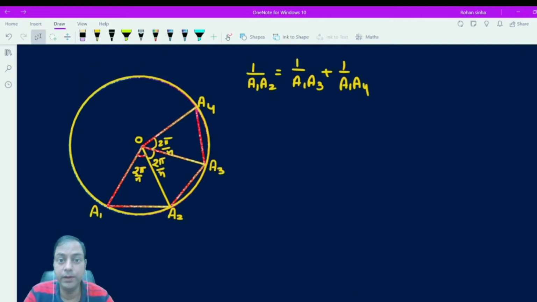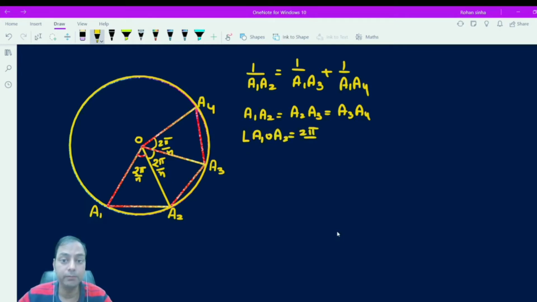Now, what is given here? 1 upon A1A2 is equal to 1 upon A1A3 plus 1 upon A1A4. And A1, A2, A3, A4 till An are vertices of an n-sided polygon. So can we say A1A2 is equal to A2A3 is equal to A3A4, all are equal. Now, what about A1A2 here? We know that angle A1OA2 is equal to 2 pi by n.